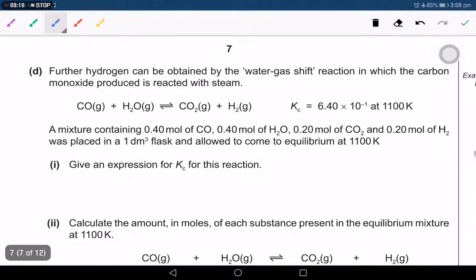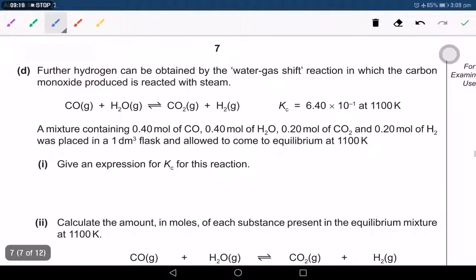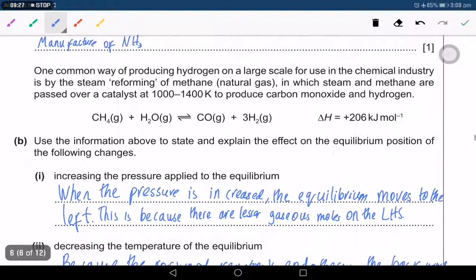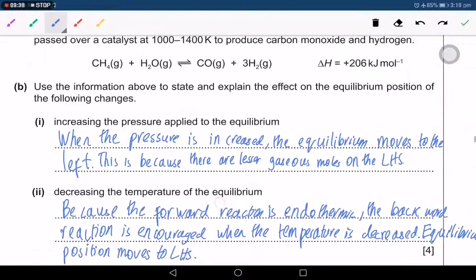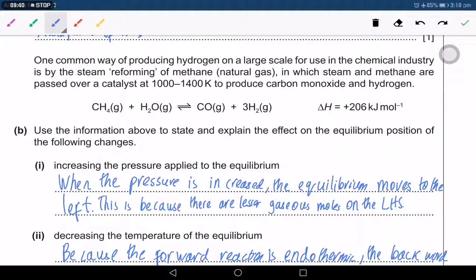Okay. So further hydrogen can be obtained by the water gas shift reaction, in which the carbon monoxide produced is reacted with steam. So you can see that along with hydrogen, you have carbon monoxide produced. They can ask a potential question as D here. What are the harmful effects of carbon monoxide? You must know that carbon monoxide is toxic, poisonous.